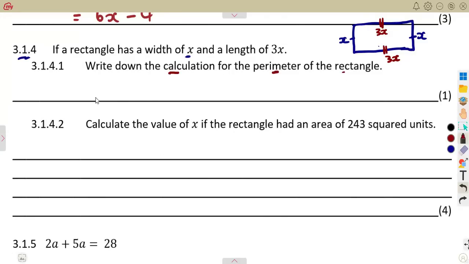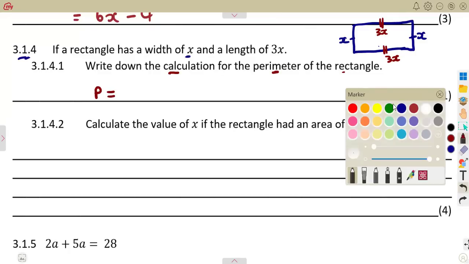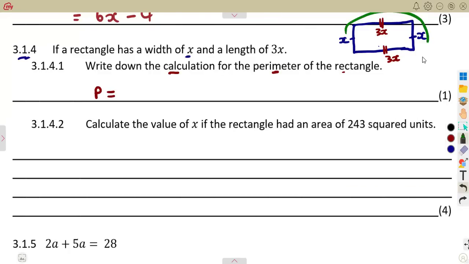How do you calculate the perimeter? Remember, perimeter is the distance right around the shape. So we are going to add as we move around the shape, the distance right around the shape. So that is going to be x plus 3x. You move on to this x. You move on to this 3x. We are back to the starting point. So you're supposed to add everything. So that's the expression for the perimeter.